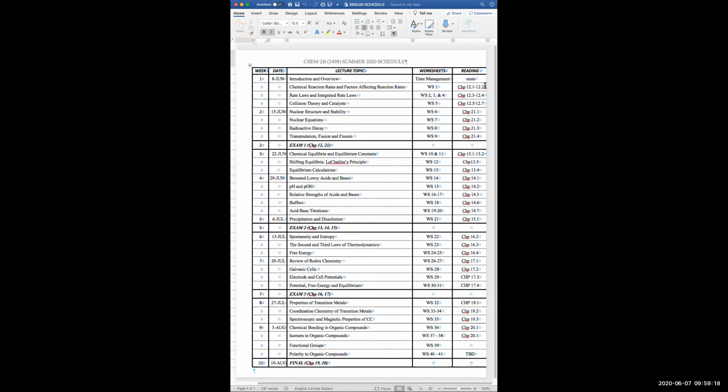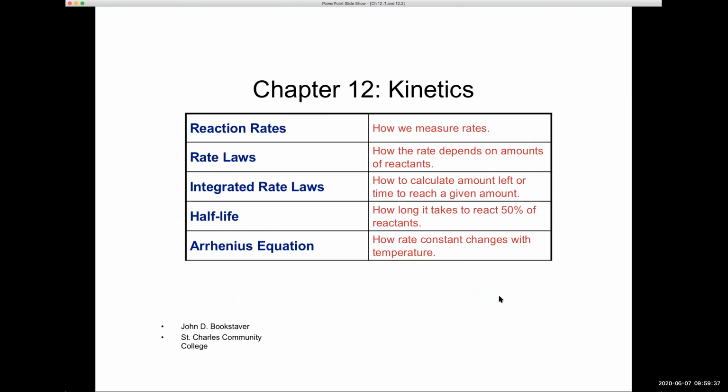So let's get started. I'm going to switch over to the PowerPoint, and so I'll change my share. So this is the first PowerPoint slide. This chapter 12 is called kinetics. Kinetics has to do with, you could think of it as, the chemistry of motion, what's going on with the molecules.